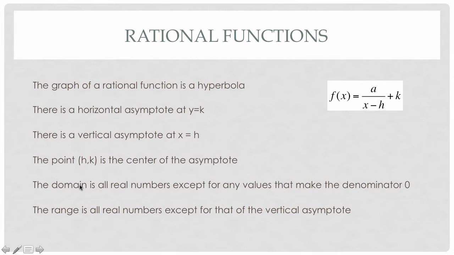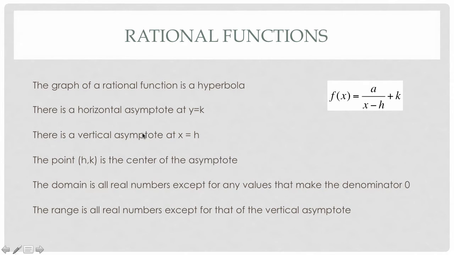The domain is all real numbers except for any values that make the denominator 0. That's when it's undefined, right? You can't divide by 0. So if I have x minus h, if that turns into 0, then it's undefined. That's not part of the domain. The range is all real numbers except for that of the horizontal asymptote. All right, so we got trickiness. We have to be very careful when finding the domain. We have to be very careful when finding the range. We have to think about asymptotes both horizontally and vertically.